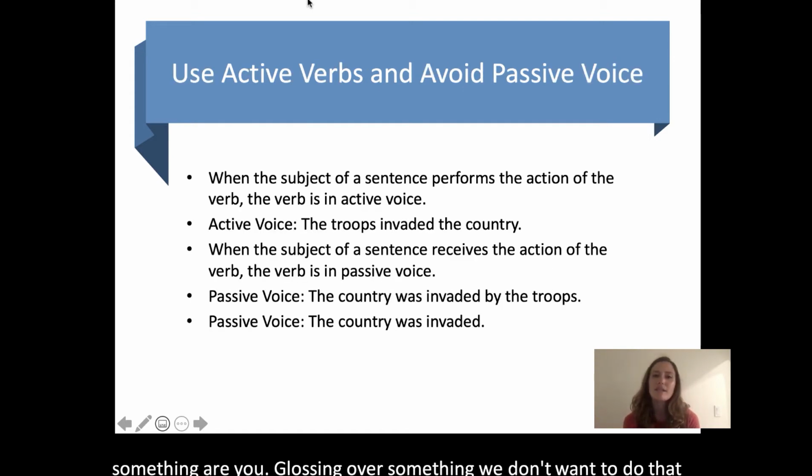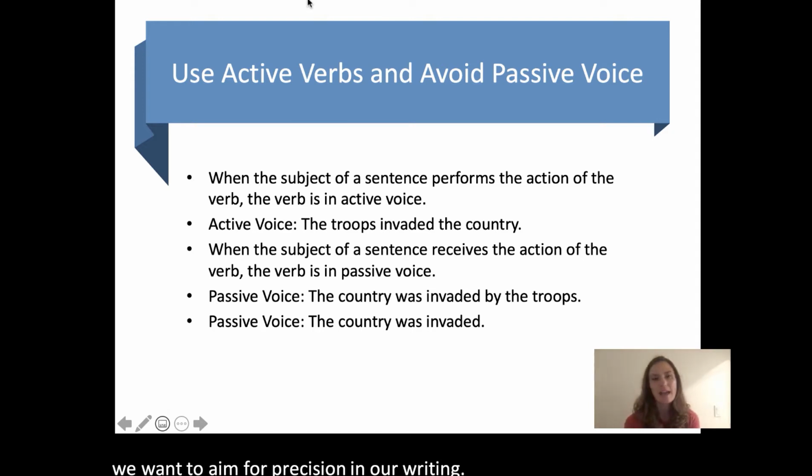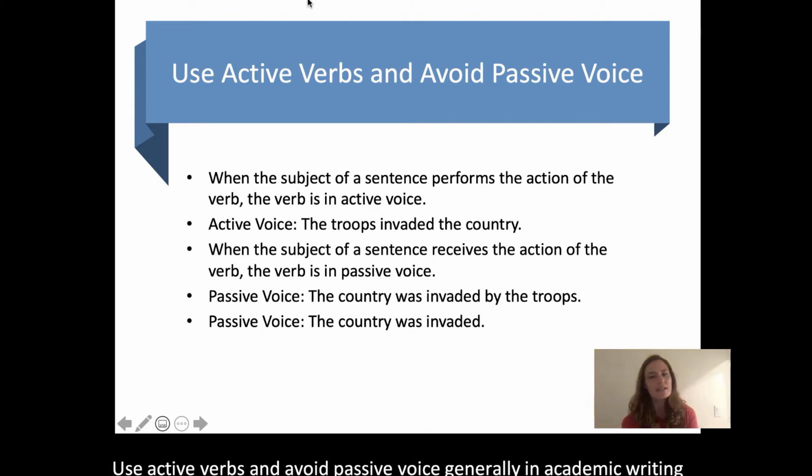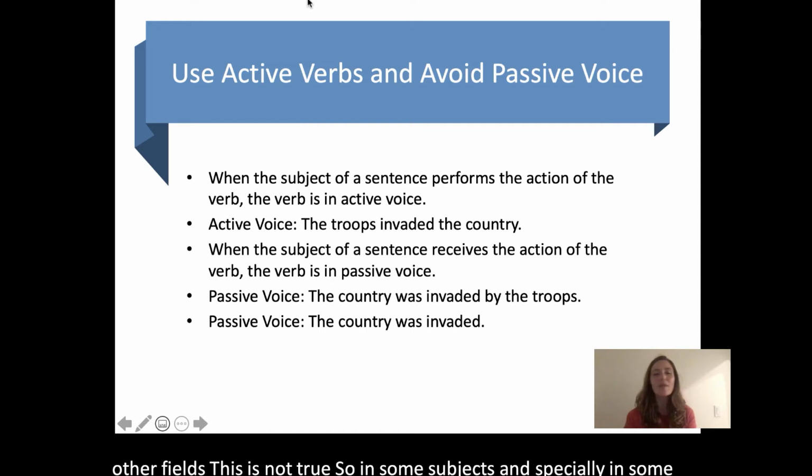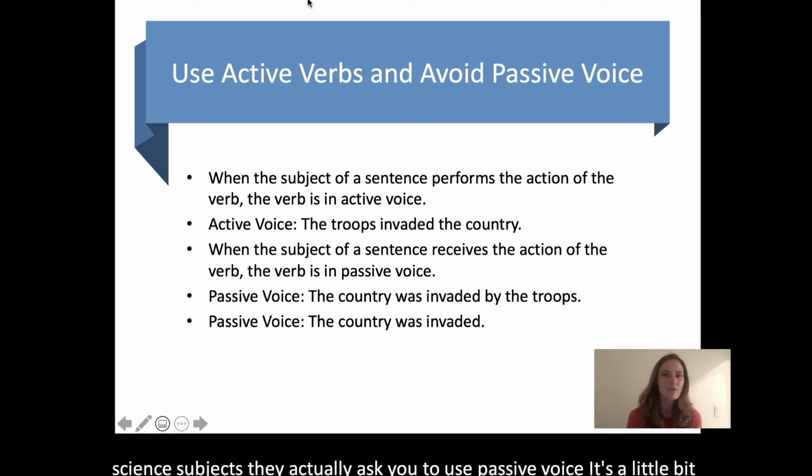Use active verbs and avoid passive voice. Generally in academic writing, active voice is preferred. This is always true in English classes. In some other fields, this is not true. So in some subjects, and especially in some science subjects, they actually ask you to use passive voice. It's a little bit colder and more clinical. But in English classes and in many other classes, you want to use active voice.